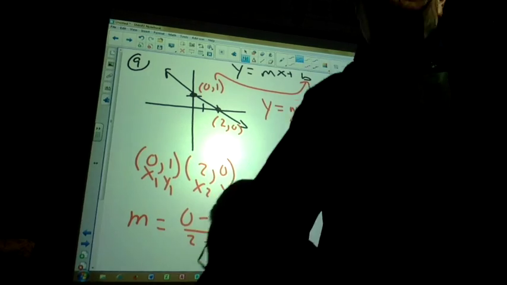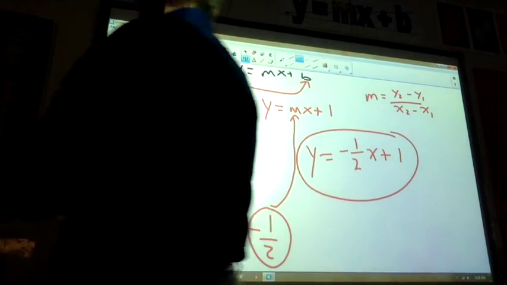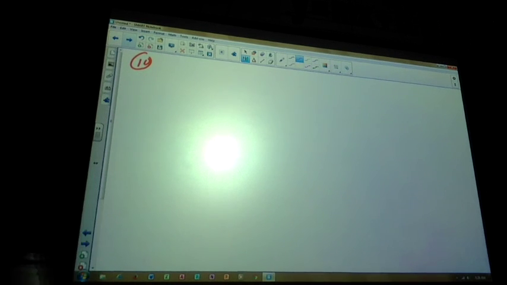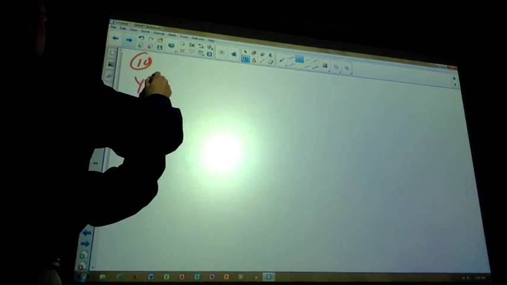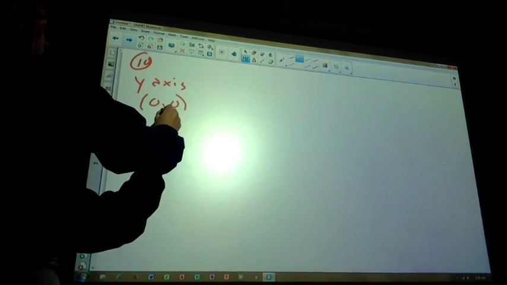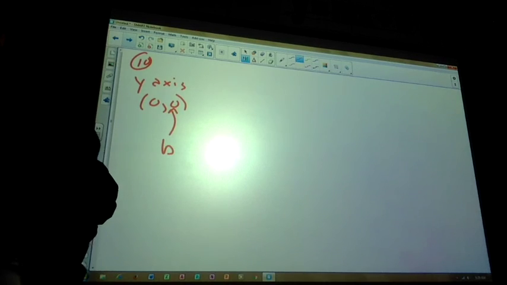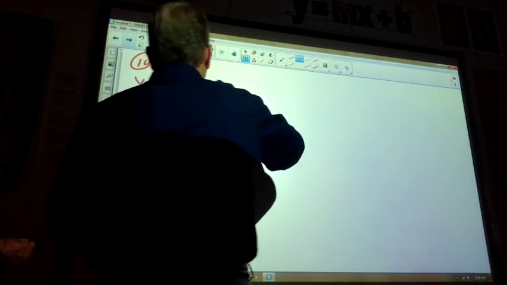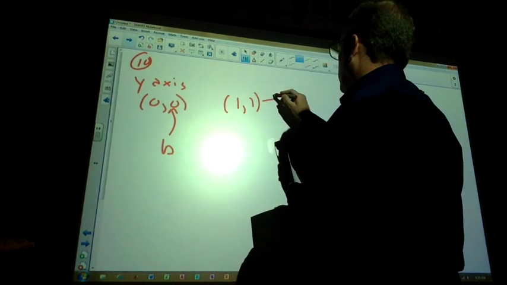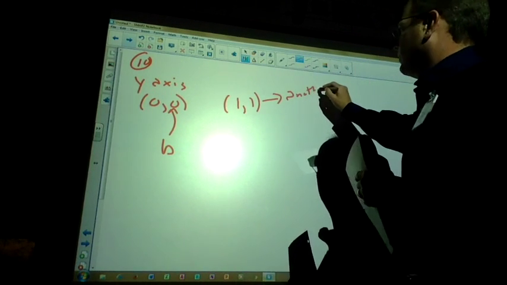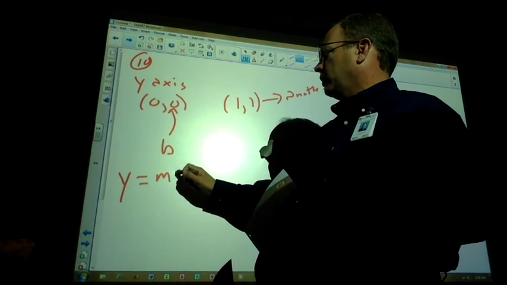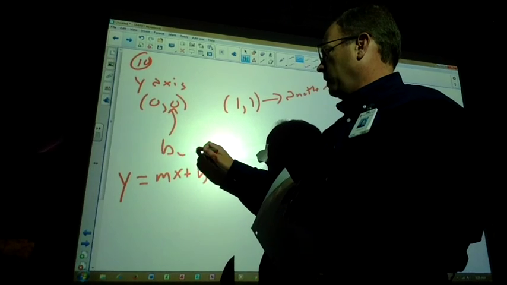Okay, let's go through the next one. I don't have to put as much information. You can look at your own paper. On the next one, it looks like it crosses the y-axis where? 0, 0. So it crosses at 0, 0. So this is my b value right here. And then I have 0, 0 is one set of points, and then it looks like I have 1, 1 as another point, right? So this is going to give me y is equal to mx plus b, where I plug in b.